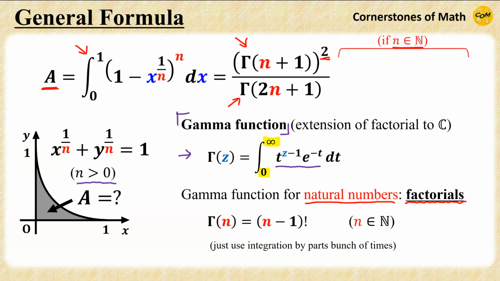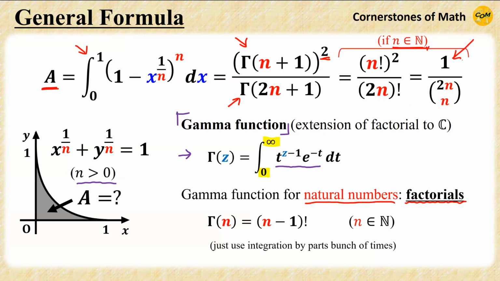Therefore, if n is a natural number, then the formula reduces to n factorial squared divided by 2n factorial, which is equal to the reciprocal of the binomial coefficient 2n choose n. So we can see that the numerator becomes 1 if n is a natural number.